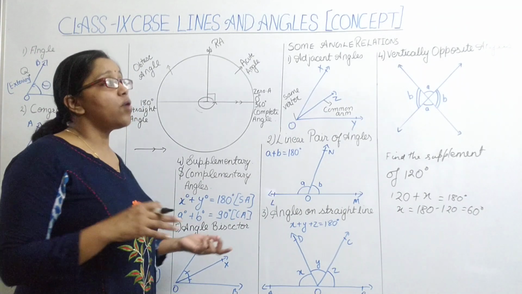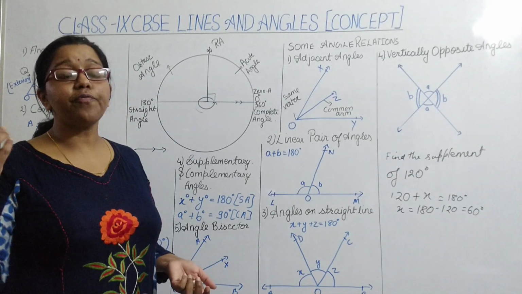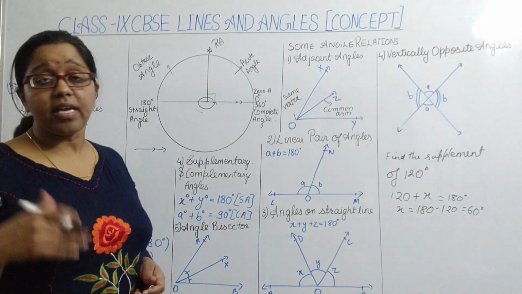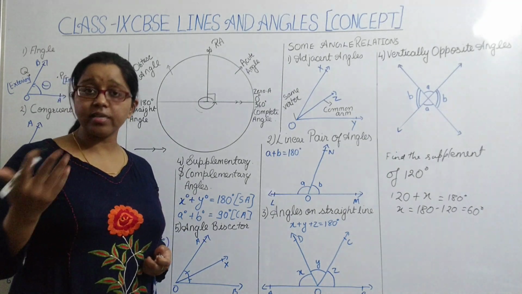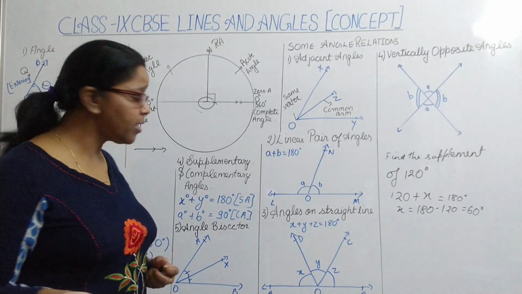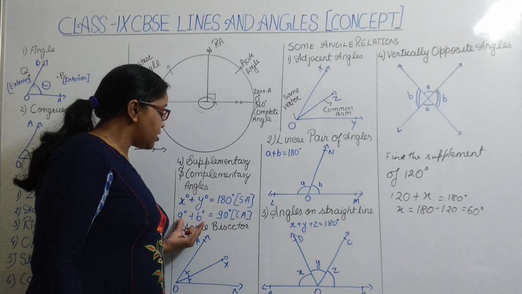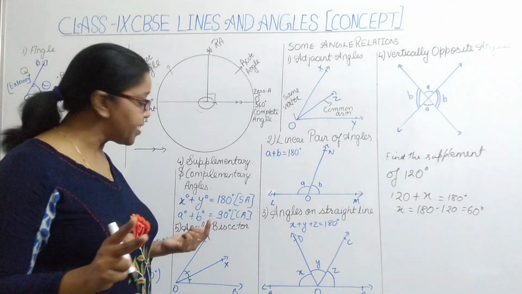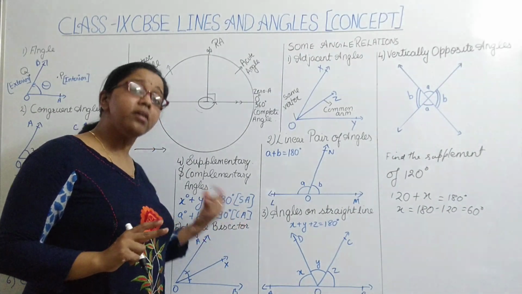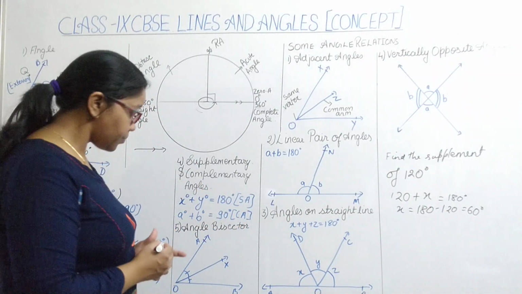Suppose you are asked to find the complement of an angle equal to 40 degrees. What should be added to 40 degrees to make it equal to 90 degrees? That is 50 degrees. Okay. So what is a complementary angle? When two angles have a sum of 90 degrees, those two angles are said to be complementary angles.